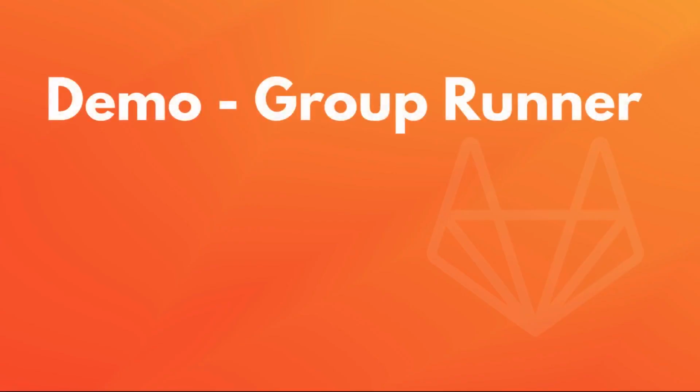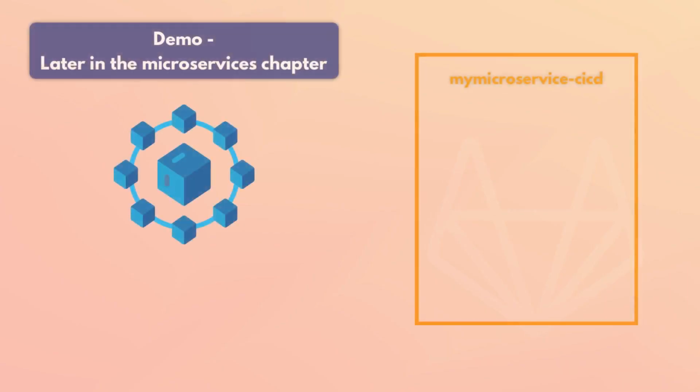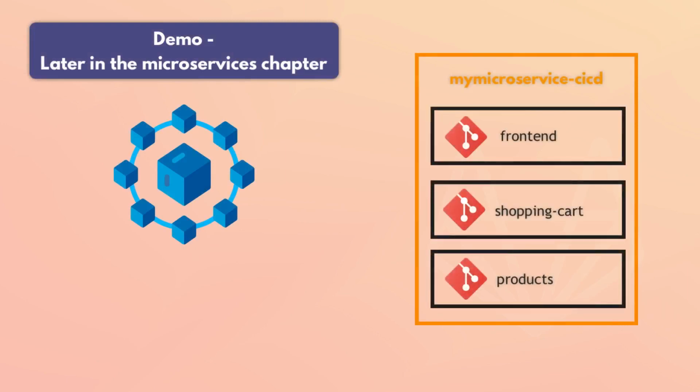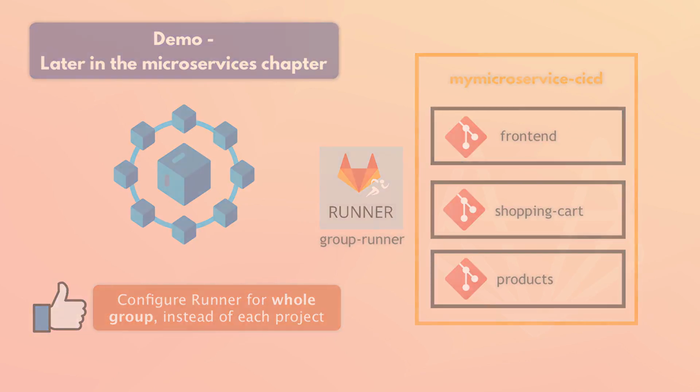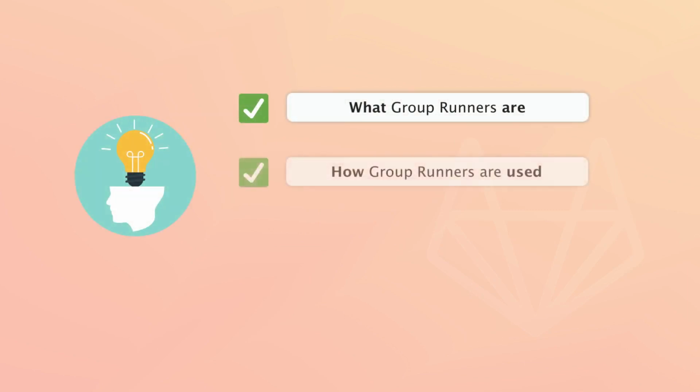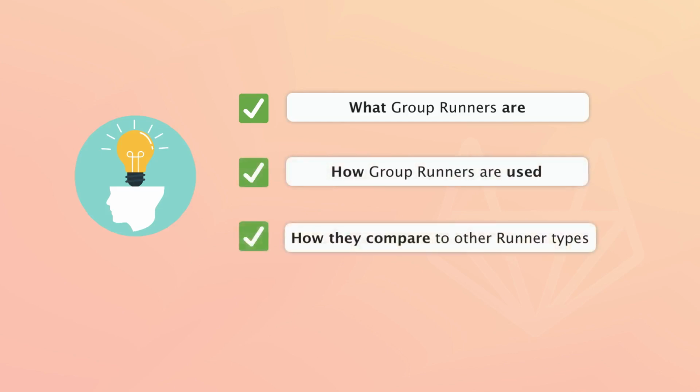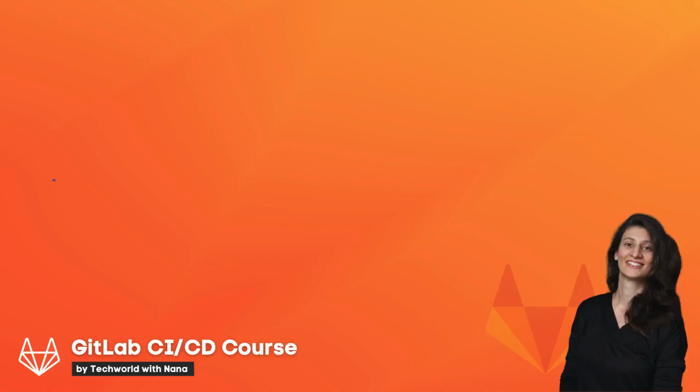And we're actually going to see a demo of creating a group with microservices and configuring a group runner for those microservices later in this course when we get to the microservices deployment. So here I just want to give you a more theoretical overview of what group runners are, how they're used, and how they compare to shared and specific runners. So we're going to see all of that in action later in this course in the microservices chapter.